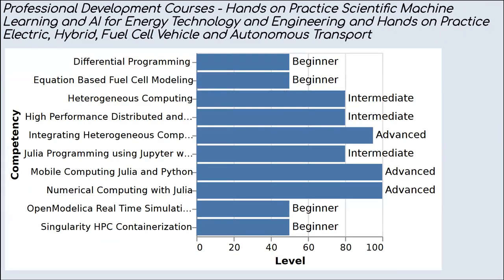Similarly, in professional development courses, hands-on practice, scientific machine learning, and AI for energy technology and engineering. Hands-on practice, electric hybrid fuel cell vehicle and autonomous transport. Shows the competencies imparted and the level in each of the competencies achieved by the students.